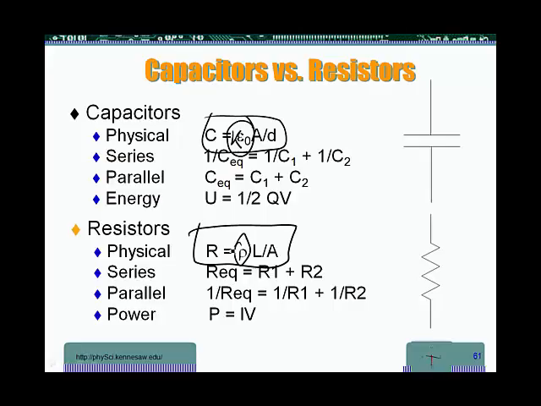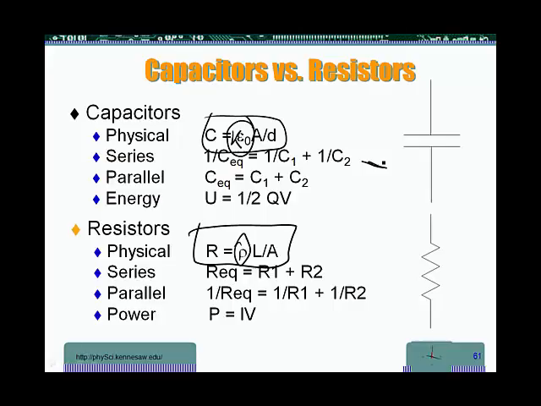For example, when we combine capacitors in series, we get a smaller capacitance, and we get the overall capacitance by 1 over C equivalent is equal to 1 over C1 plus 1 over C2 plus 1 over C3 if we have 3 and so on. For resistors, it's the opposite. For resistors in series, we get more resistance, and we get the overall resistance by adding the resistances. So R equivalent is R1 plus R2 plus R3 plus R4.